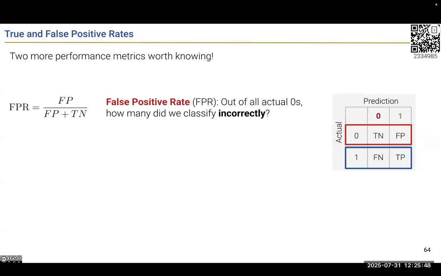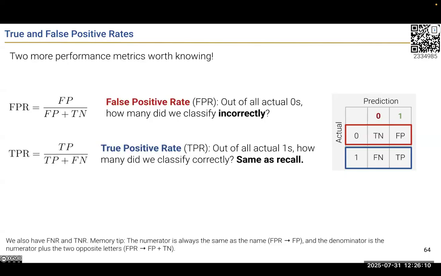Because it operates on the actual negatives, the actual zeros. Out of all of the actual zeros, how many do we classify incorrectly? False positive means that you're predicting 1 but the actual is 0. Another metric is called the true positive rate. This is the same as recall. Out of all of the actual ones, how many do we classify correctly?